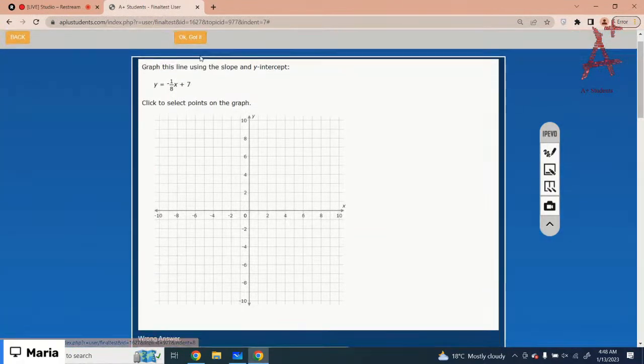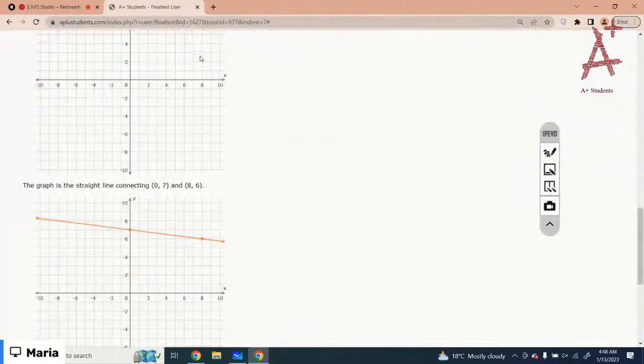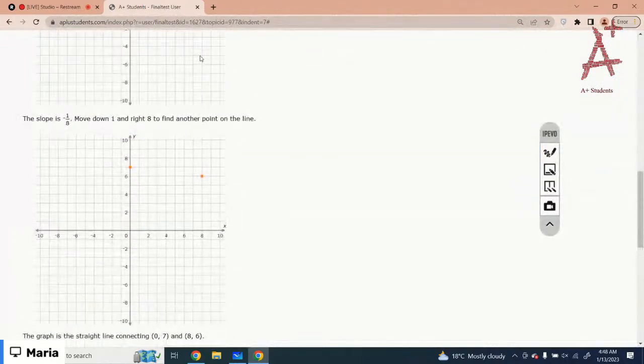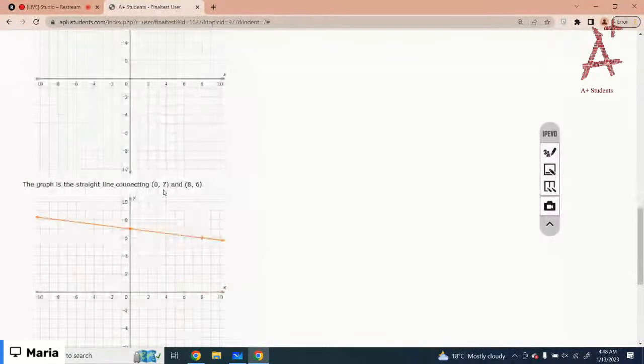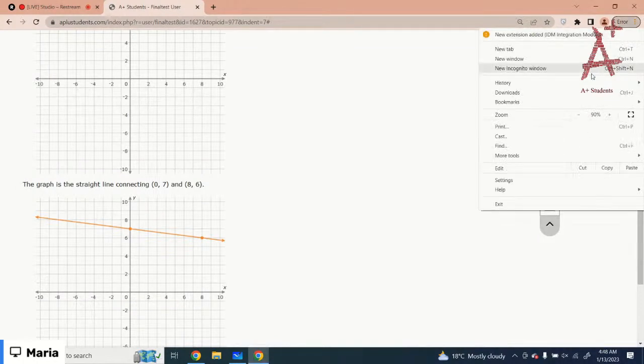Okay, there you can see the graph of the question. Yes, 1 down and 8 right. Just join these 2 points and here is the line of the graph. Okay, let's move on to the next question.